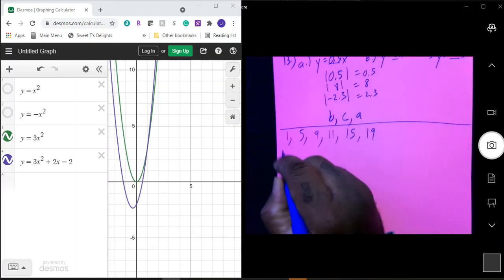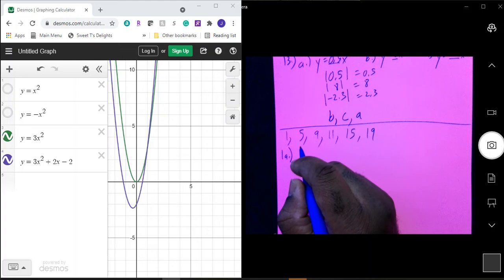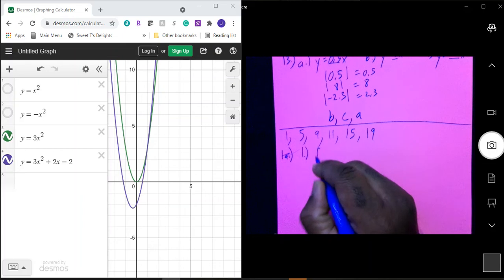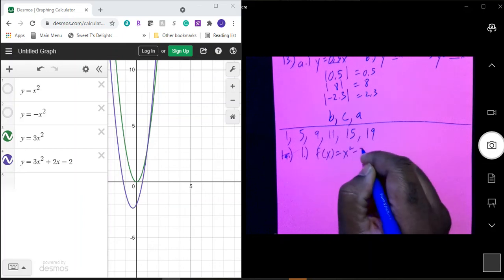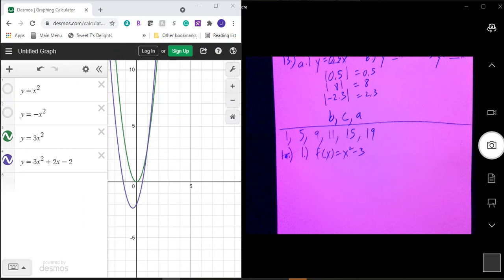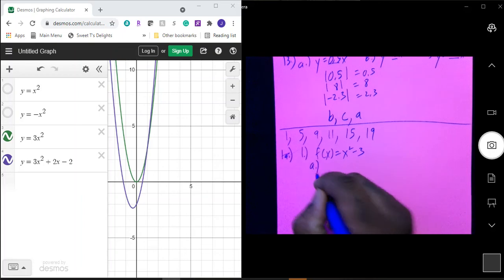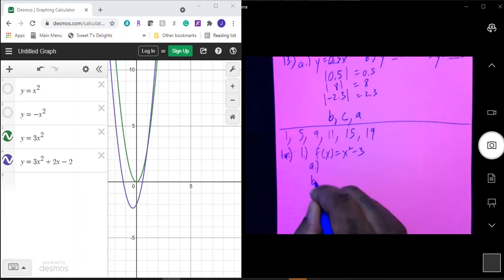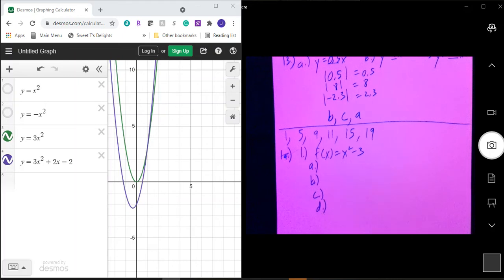So starting with number 1 on page 410, we have f of x is equal to x squared minus 3. Now it says for exercises 1 through 8, determine the following characteristics of each quadratic function. The direction in which the graph opens, that'll be A. And then B is the axis of symmetry. Then C is the turning point or the vertex, determine whether it is a maximum or minimum. And then D is the y-intercept.